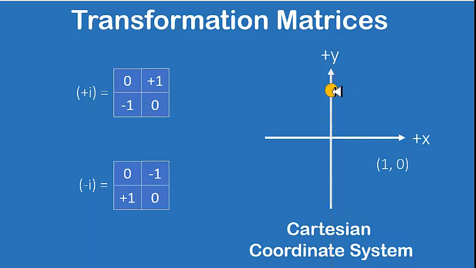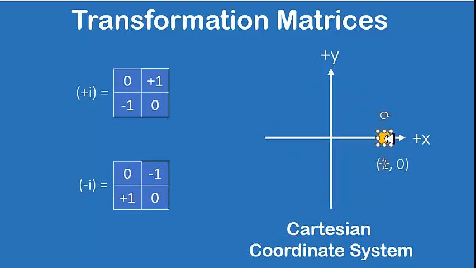And when you multiply it by this, the I matrix again, it brings it to here. And when you multiply it by I again, it brings it to here, and so on. Okay, so if you use the I minus matrix, the point would start here. If you multiply by the I minus matrix, it's going to bring it to here. And so it's going to go in the opposite direction.